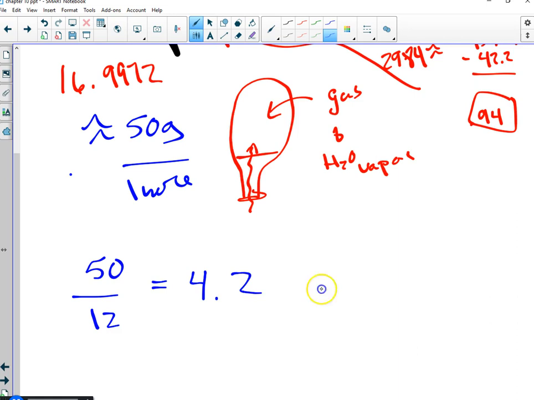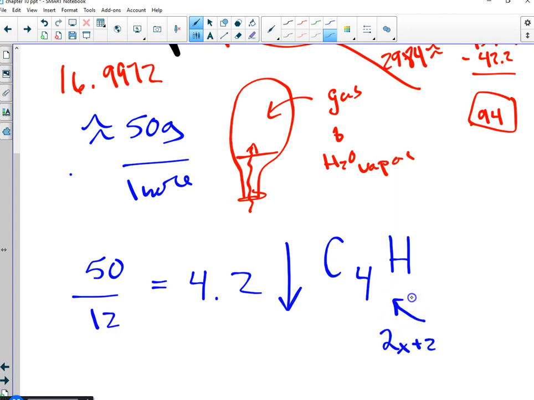Okay, now the next thing you would do is you would always round down. So you would say 4. And that would tell you your most likely formula for C of the hydrocarbon is C4. Which means that your formula, if it's a simple hydrocarbon, we did this just the other day, the number of H's is equal to 2x plus 2. X is the number of C's, so we would say this is C4H10.